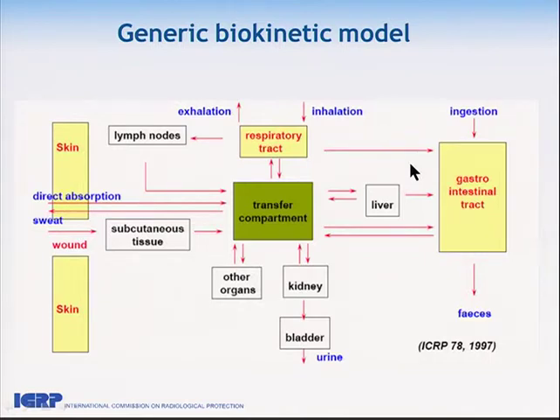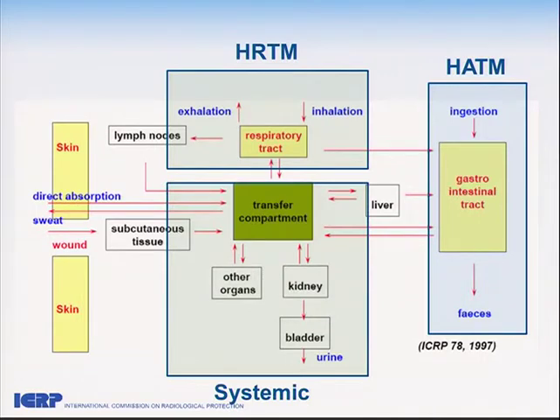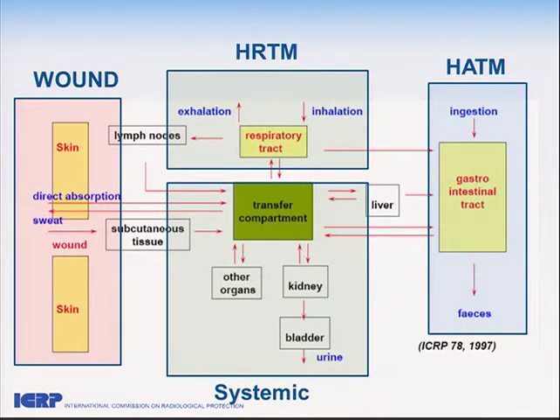So ICRP has developed many models. They have developed one model after ingestion. This is the human alimentary tract model. They have developed one model after intake by breathing. This is the human respiratory tract model. They have developed models after translocation of the radioactivity from the lung or from the GI tract to the systemic organs. This is called the systemic model. And we also have wound models, which were not developed by ICRP because exposure through a wound is not a current situation, but they have been developed in conjunction with the NCRP. So we have a model for every route of entry.